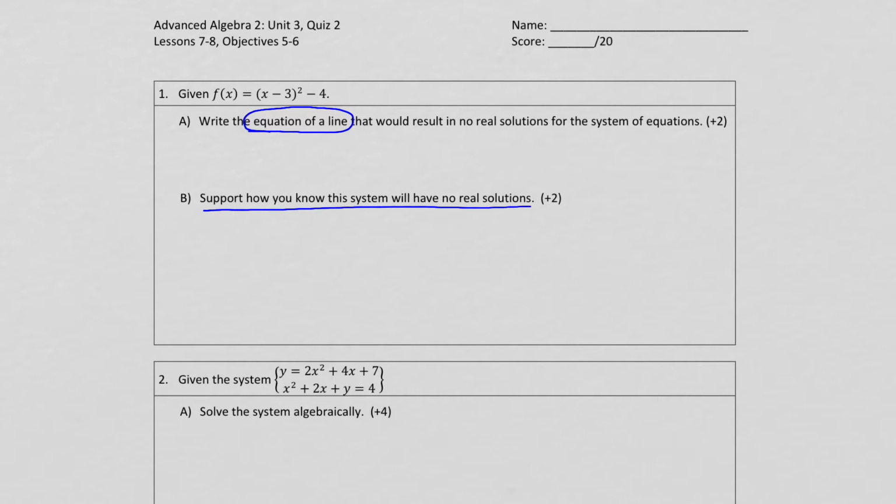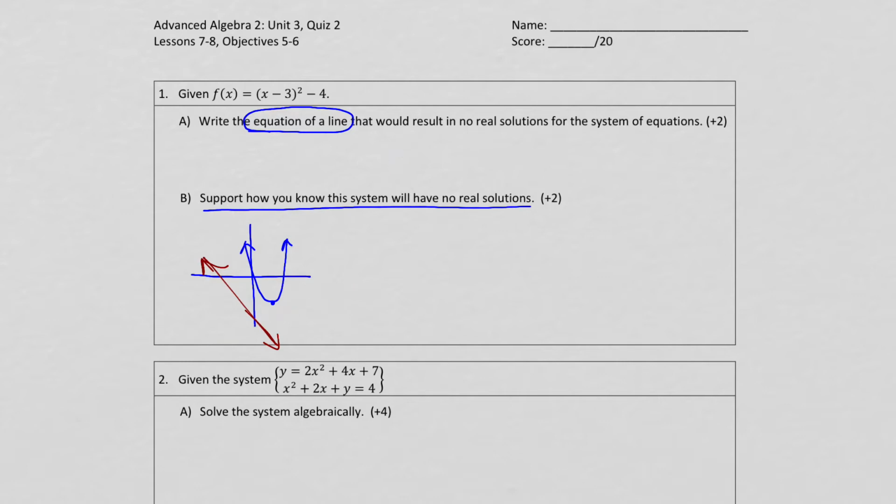Okay? And then in B, it says support how you know the system will have no real solution. So you could verbally tell me, or you could draw a picture. Like if I draw a picture of this graph, I know it went right 3, down 4, and it's going to look like that. So I need some line that won't cross this. Well, I could have drawn one like this, or one like this, whichever. Here I drew them, so up here I would need to write an equation for it. So let me just undo one of those lines.